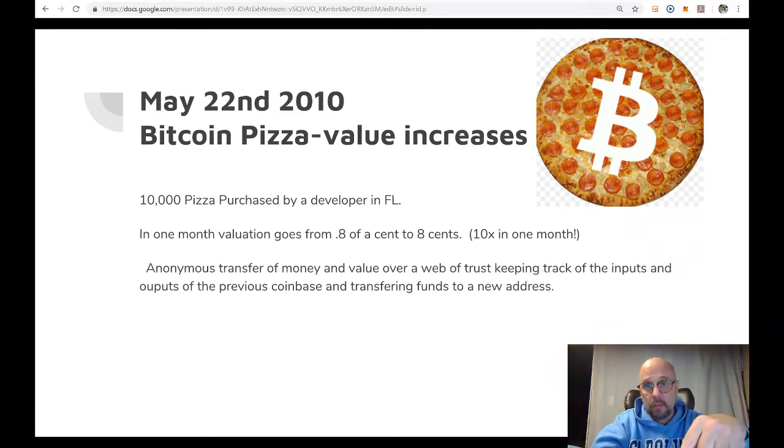We may not even have tapped into some of the crazy white paper utility tokens that have been sent out over the last year. So anyway, hopefully everybody understands this concept and this makes sense.